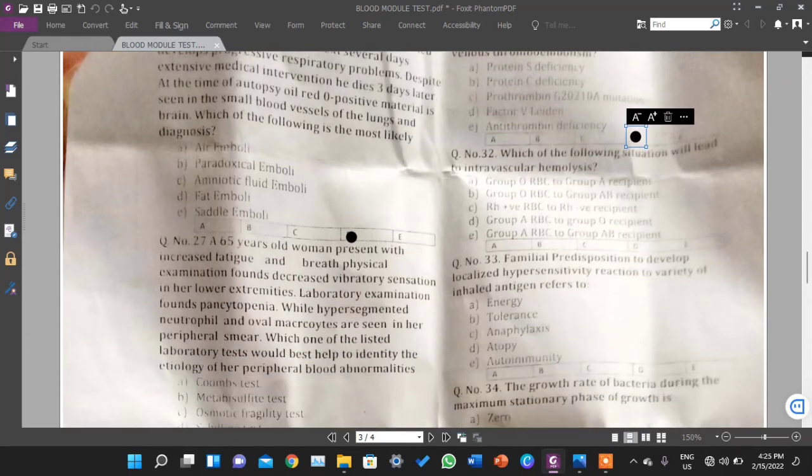Which one of the following situations will lead to intravascular hemolysis? Group A RBCs to a Group A recipient, Group O RBCs to a Group AB recipient, Rh positive RBCs to an Rh negative recipient, Group A RBCs to a Group O recipient, or Group A RBCs to a Group AB recipient.